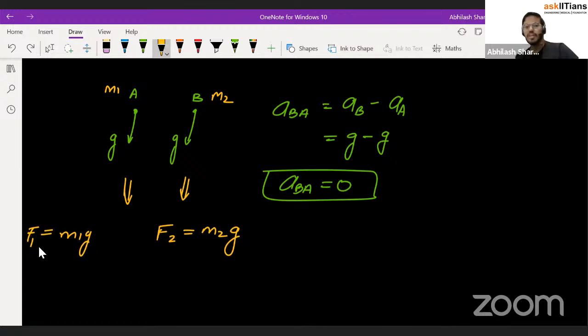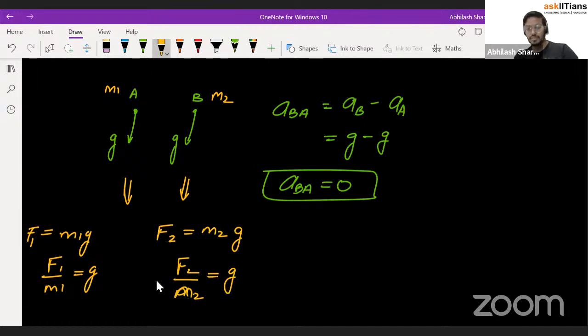But what if I ask you guys to find the acceleration? Acceleration is just force by mass. Just divide by the mass here. F1 by m1, that is g. And what is F2 by m2? That is also g. So accelerations are independent of mass. Is that clear?